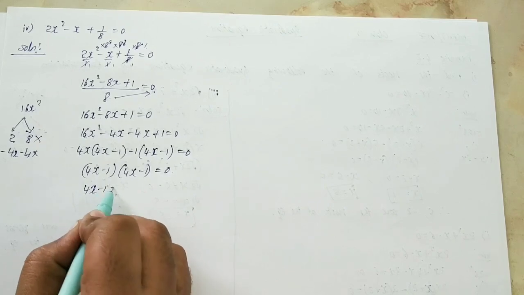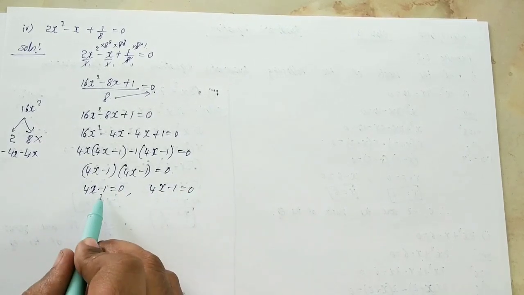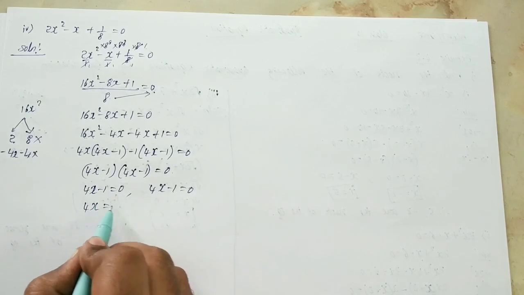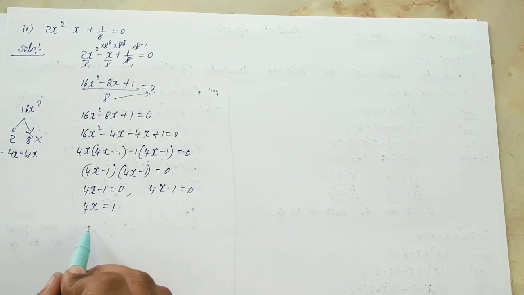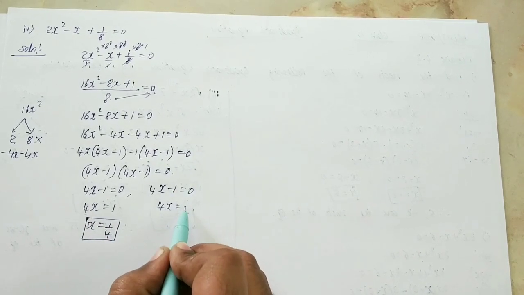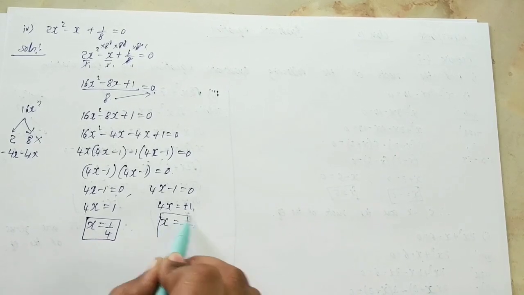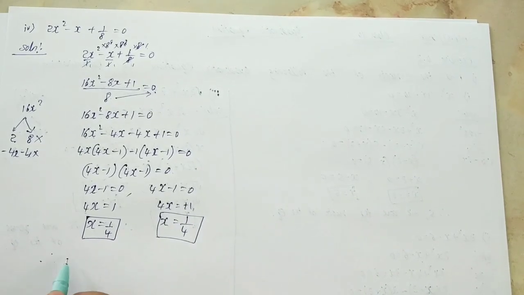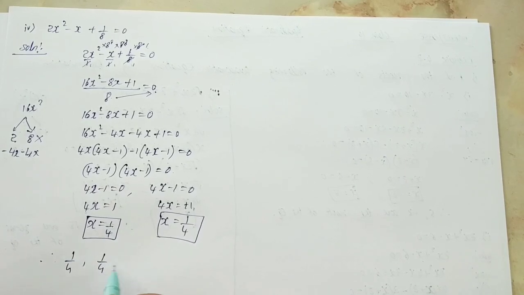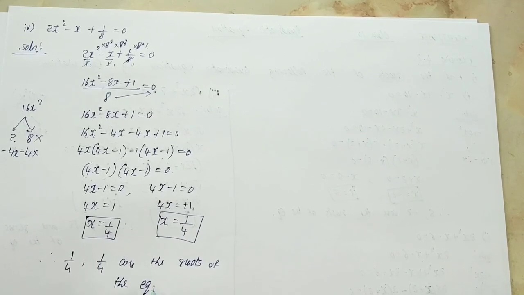Now 4x minus 1 is equal to 0, and again one more 4x minus 1 is equal to 0, right? Now if I shift minus 1 to the RHS, it will become 4x is equal to 1, right? Now if I shift 4, what it will become? X is equal to 1 by 4. So next what it will happen? 4x is equal to, if I shift minus 1 to the RHS, it will become plus 1. So next if I shift 4 to the RHS, it will become 1 by 4, right? So therefore 1 by 4 and 1 by 4 are the roots of the equation.